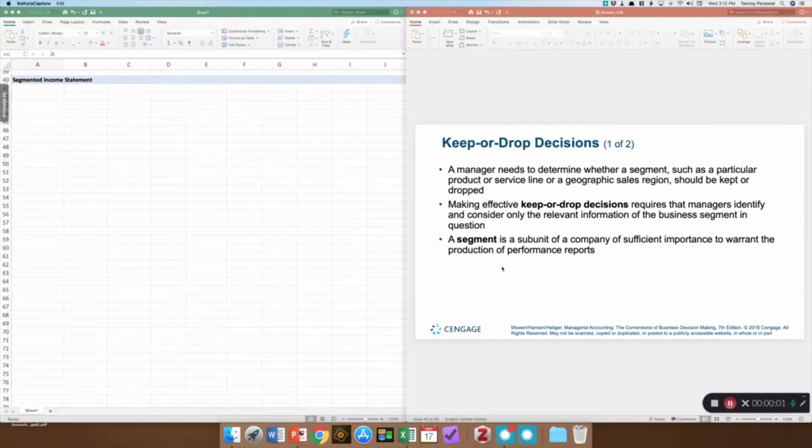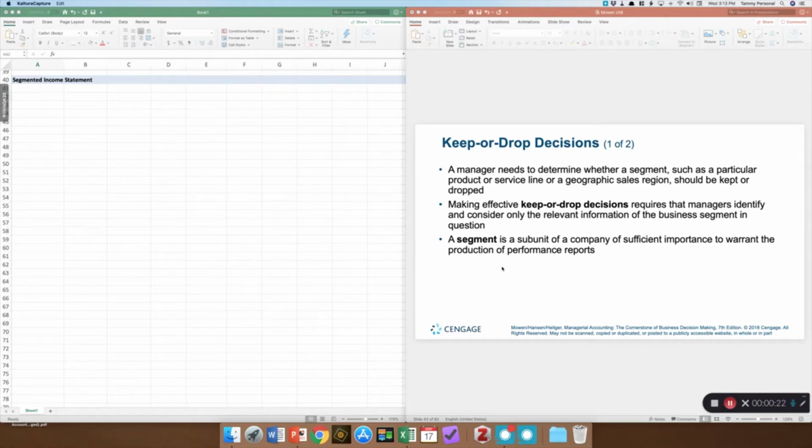Okay, so the plot thickens, right? Make or buy decisions are pretty straightforward, at least from a cost benefit perspective, financial perspective. Special order decisions are very straightforward. But the question of keeping or dropping segments becomes a lot more complicated, and we will get into this.